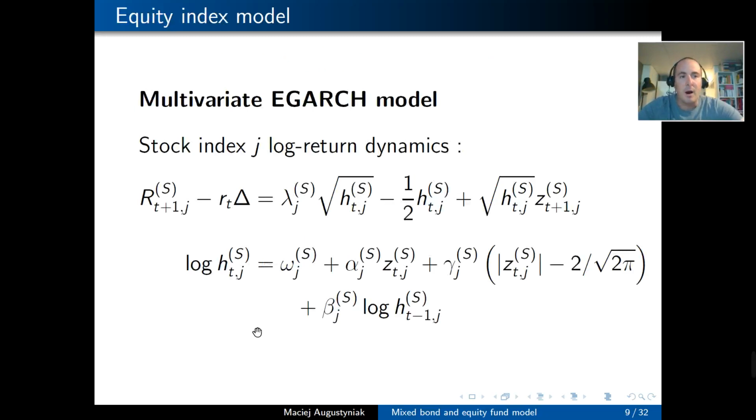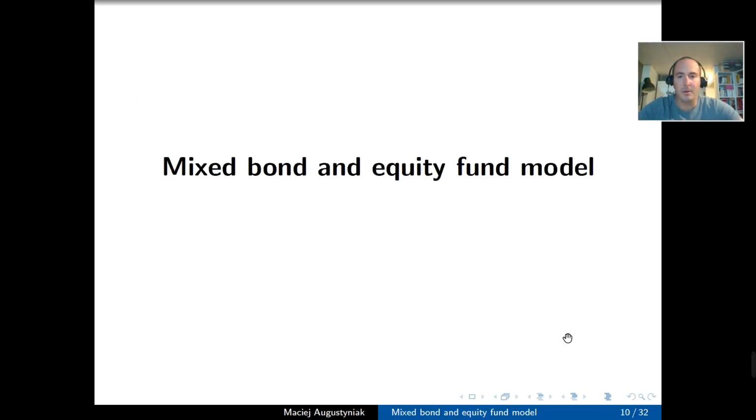So for the equity part, we assume that the equity indices on the market follow some multivariate EGARCH process. We assume that the excess return of our index is this term, which includes lambda, an equity risk premium, minus some convexity correction, plus a noise term, where the innovation is Gaussian, and the volatility, in the second equation here, follows an EGARCH process. So we have a multivariate EGARCH with correlated Gaussian innovations for the equity component.